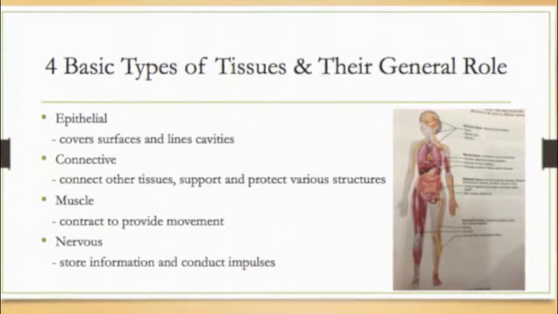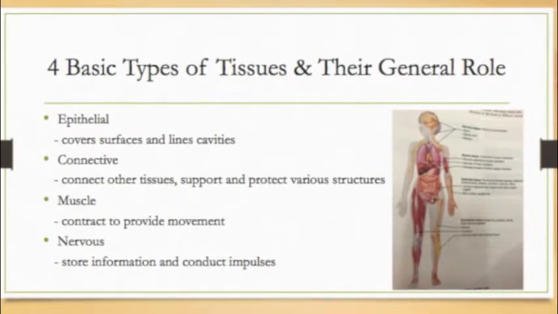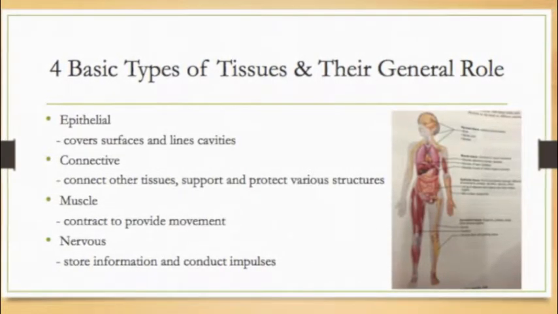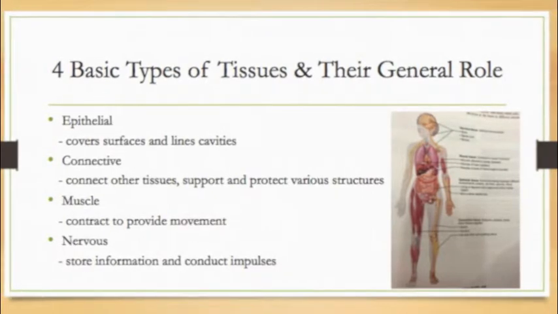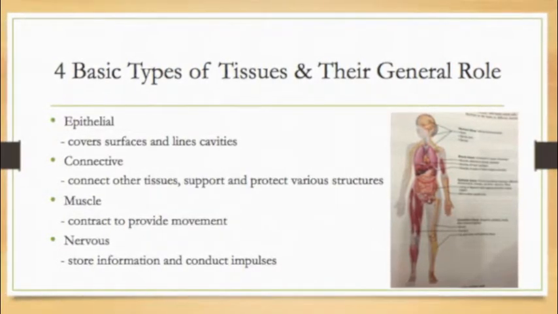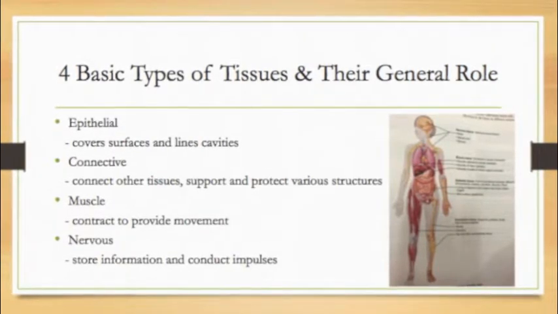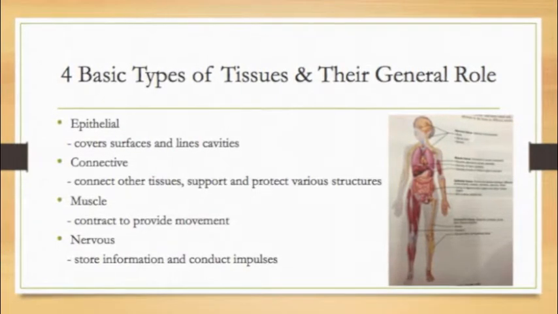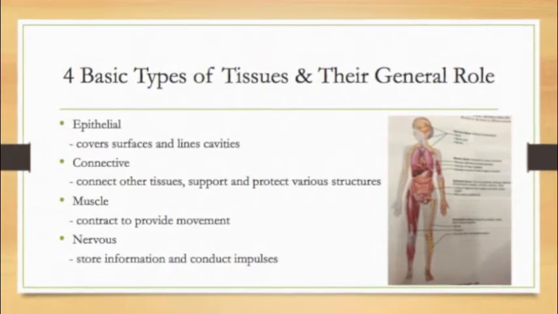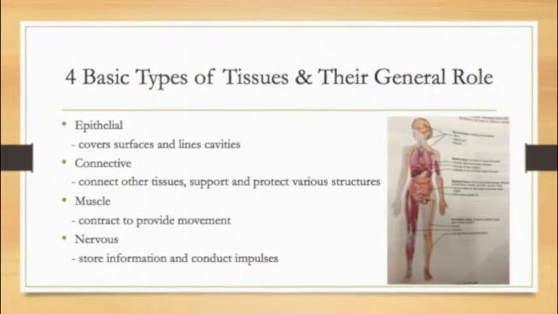Epithelial cover surfaces and lines cavities. Examples of this are skin and inside of mouth. Connective connect other tissues, support and protect various structures. They act as glue and hold things together. Muscle contract to provide movement. And nervous store information and conduct impulses. They carry nervous messages.